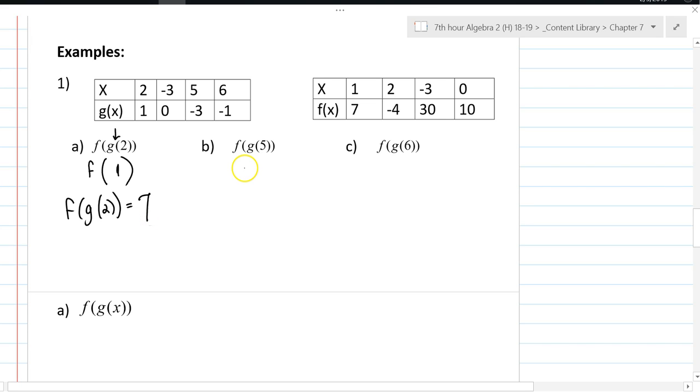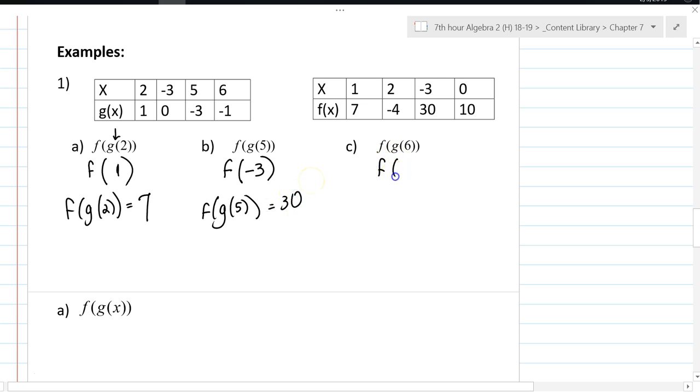Now let's do the next one. We want f of g of 5. We start on the inner function, find g of 5. We go to the table called g, and g of 5 is negative 3. So now we're going to find f of negative 3. We go to the table called f, and we see that f of negative 3 is 30. So f of g of 5 is 30.